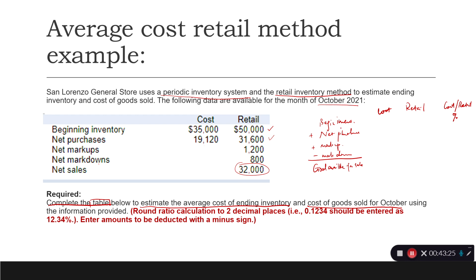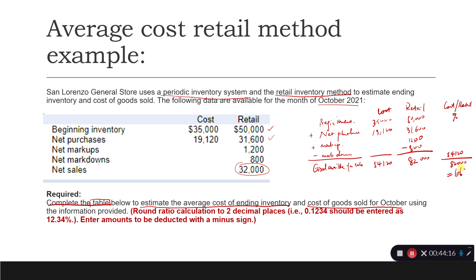Now let me put it together. In terms of cost, beginning inventory is 35,000 and net purchases are only 19,120. The retail prices are a little more complicated: the beginning retail is 50,000, the net purchases are 31,600, markups are 1,200, and minus 800 markdown. So the retail altogether is $82,000, and the cost, adding all this up, is 54,120.